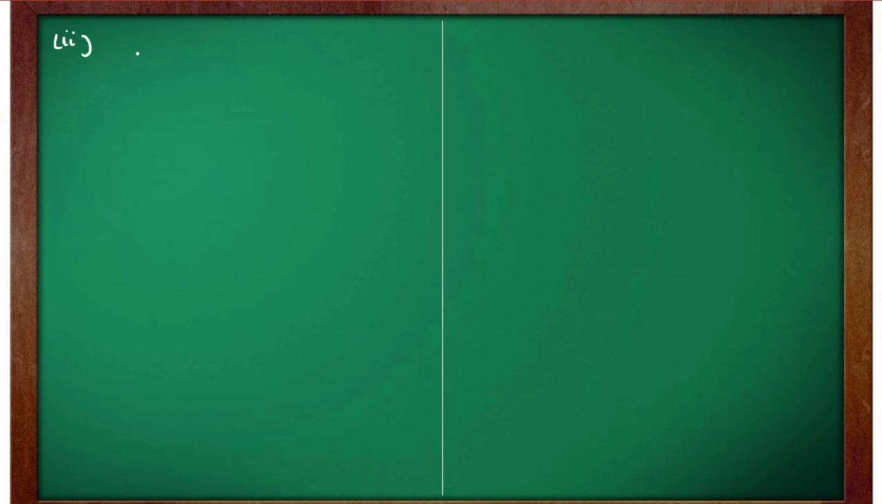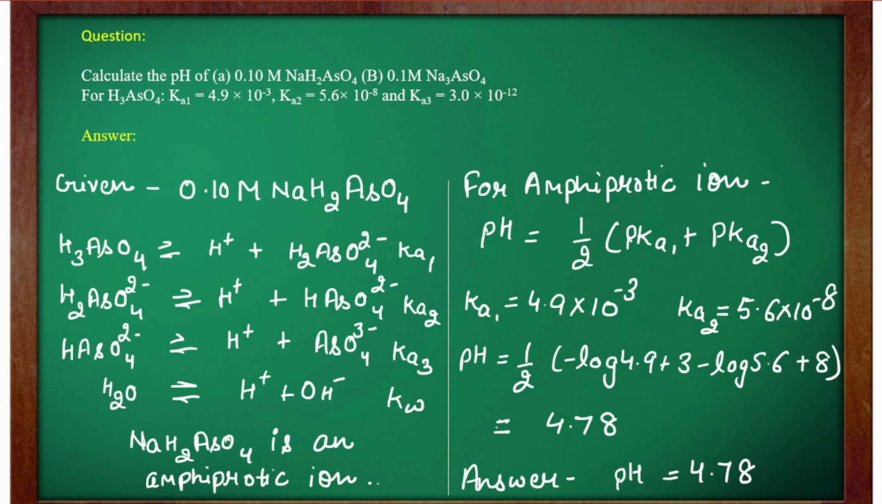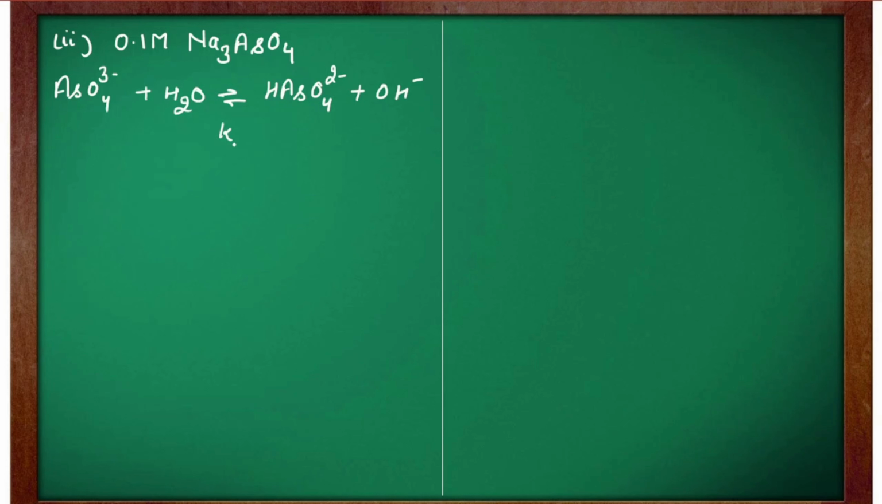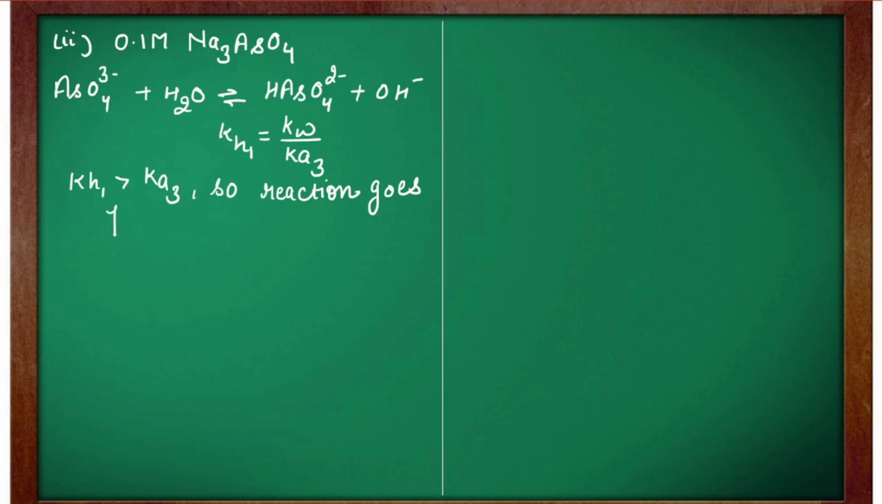In the above question, the given concentration of sodium arsenate is 0.1 molar. The dissociation constant of arsenic acid for the first step is 5.6 × 10^-3, the second dissociation step is 1.7 × 10^-7, and the third dissociation constant is 3 × 10^-12.